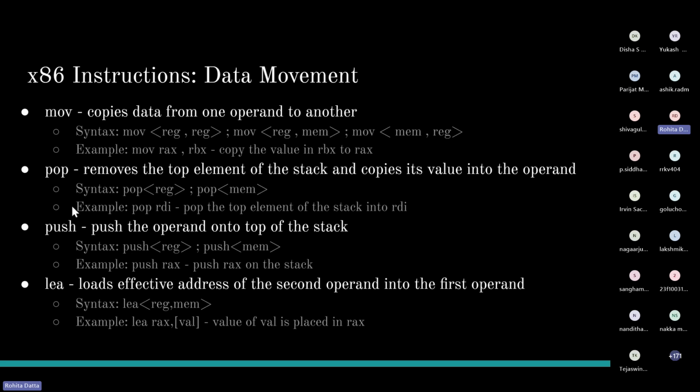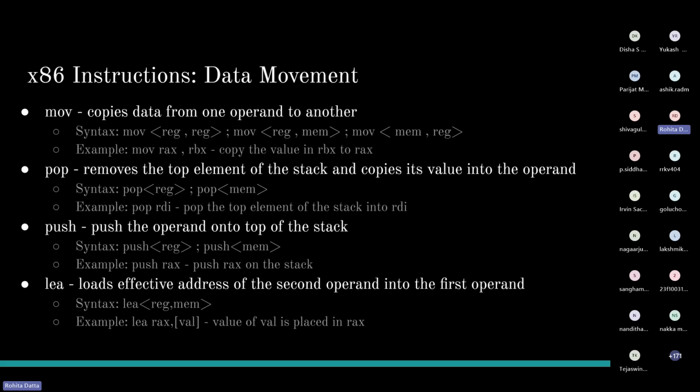So pop removes the top element of the stack. And because you've removed this, it's also going to affect the RSP. The RSP is incremented every time you do a pop. So it removes the top element and copies its value into the operand. So pop rdi is going to remove the top element of the stack and send it to the register RDI.